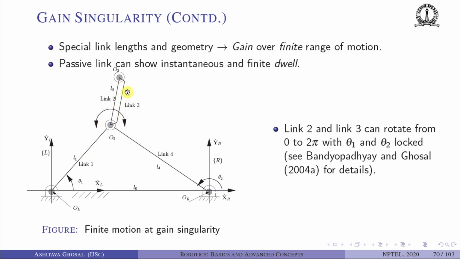You can see that these two links can rotate completely, even when theta 1 and theta 2 are locked. These are typically the actuated joint variables in a 5-bar mechanism. So if I lock theta 1 and theta 2, this joint angle can rotate freely, over 0 to 2 pi. This happens only because of some special link lengths and geometry. So the passive link can show instantaneous and finite dwell. Dwell means it is not moving. That is also possible.